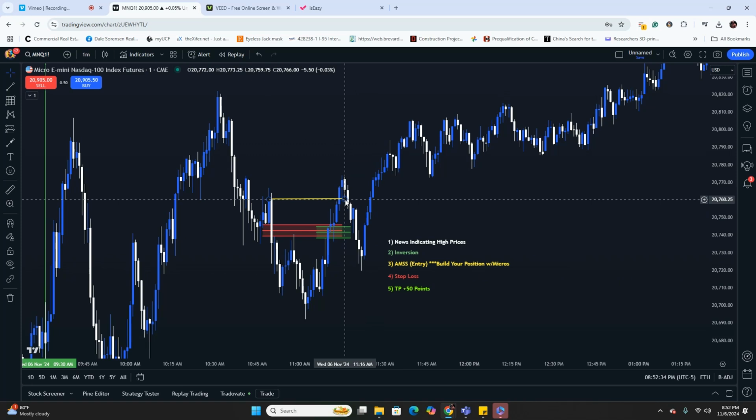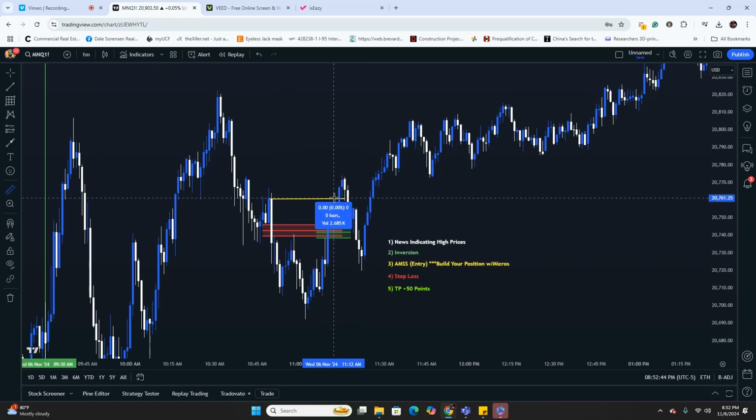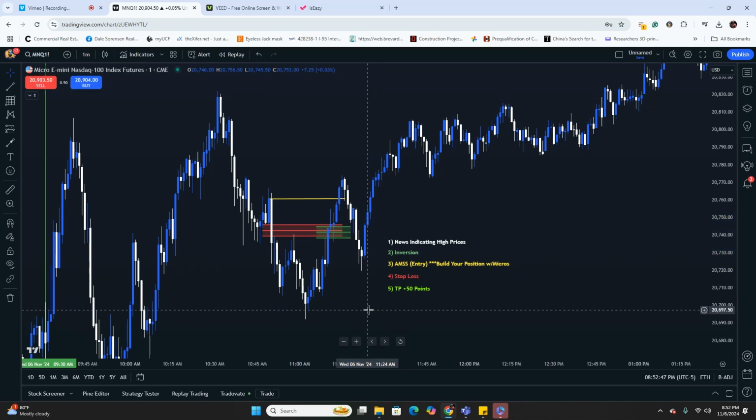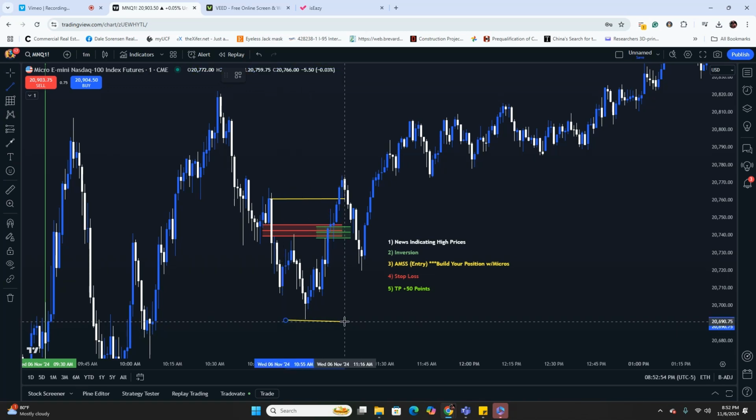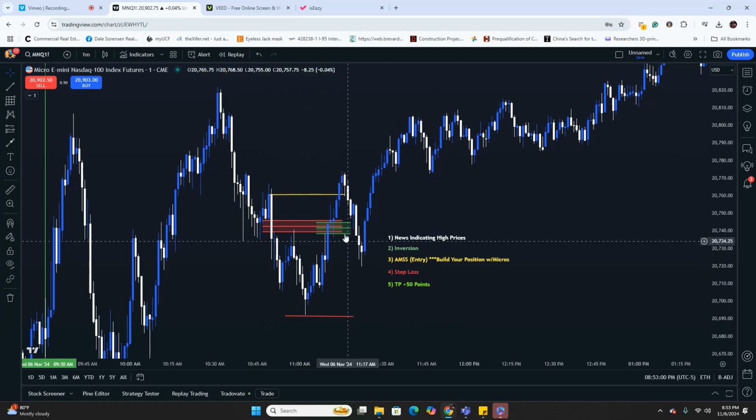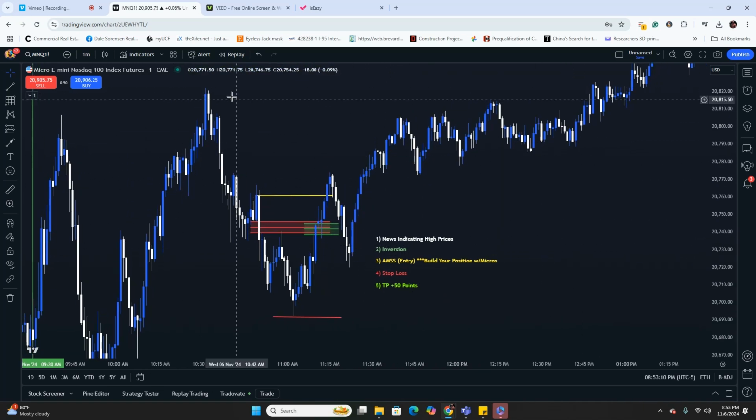I put one micro on as it pulls back into the gap right here. We add another contract, and as it pushes down 35 points, we add another contract. Stop at the low right here. This is where I stand my ground, at this low. And I'm building as it pulls back. And as it's pulling back, my entry is going to improve, and I'm going to have a nice little take profit as it goes back up and reaches for this high.